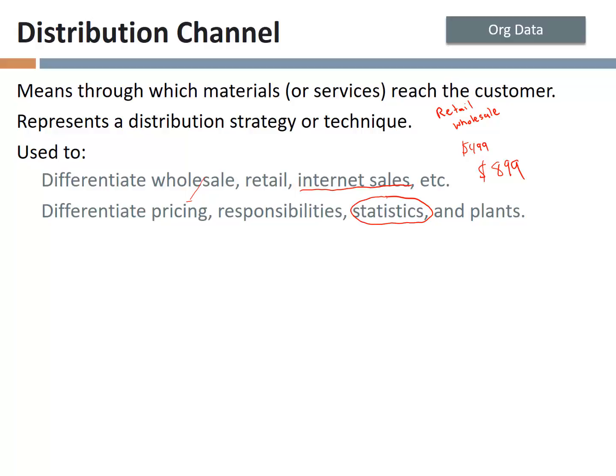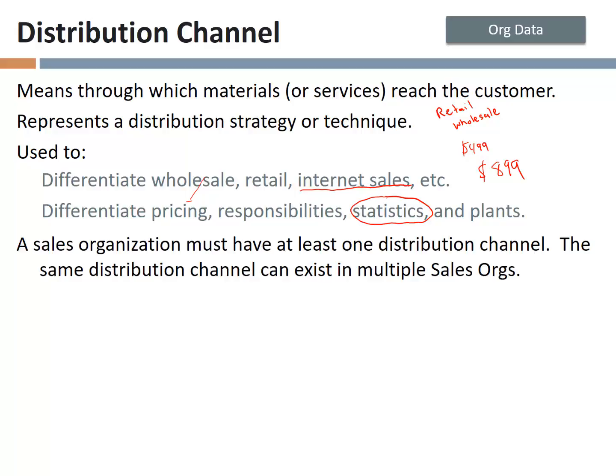And I'm pretty sure that Walmart adopted the same strategy as Best Buy and a lot of other companies, where they said it's going to be the same price everywhere. But we don't have to do it that way. If we want to distinguish prices between different methods of distribution, distribution channels give us a way of doing that. Now, as far as the logistics of this, a sales organization has to have at least one distribution channel. But this is now something that I don't know that we've ever seen before.